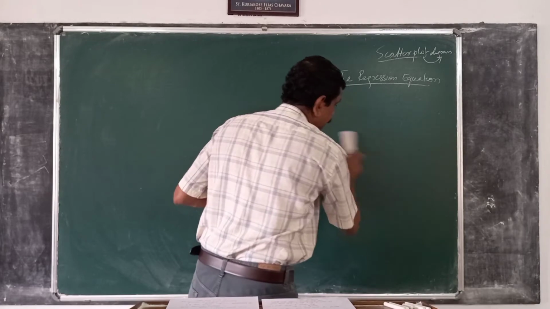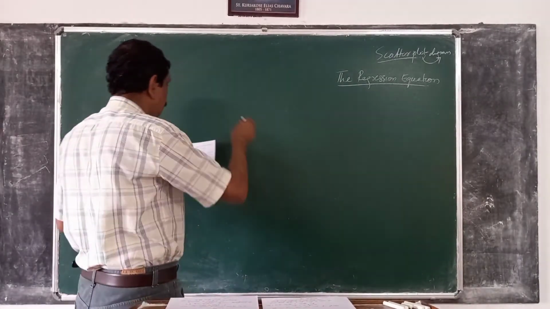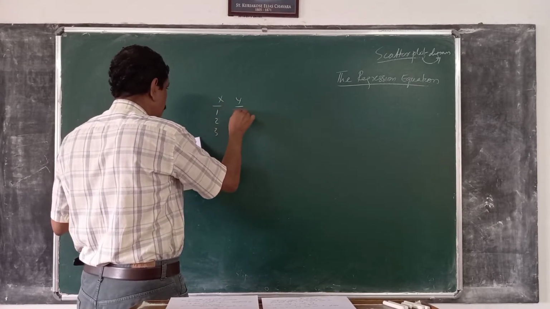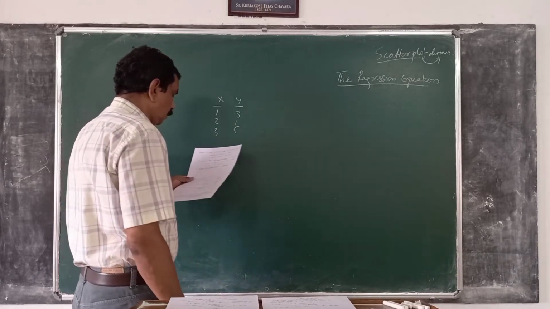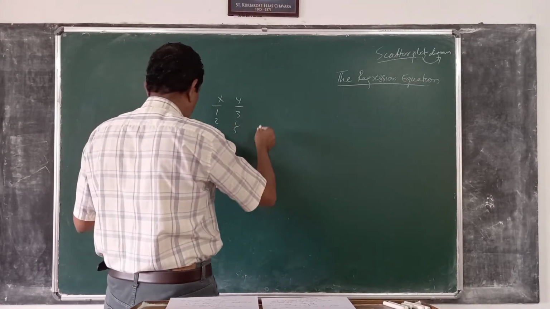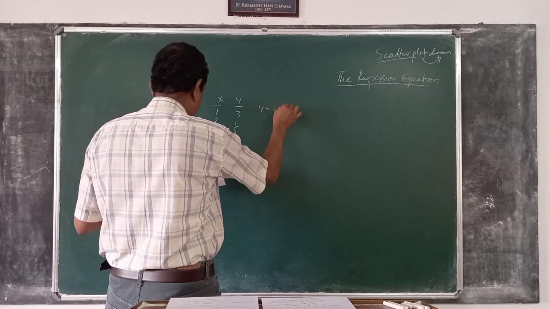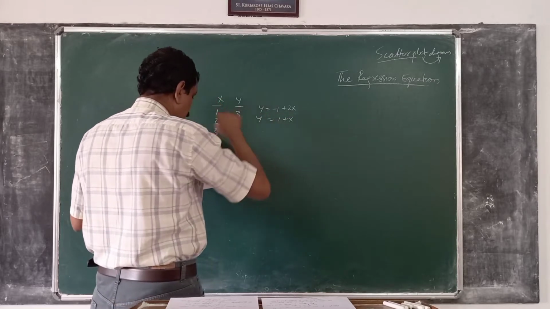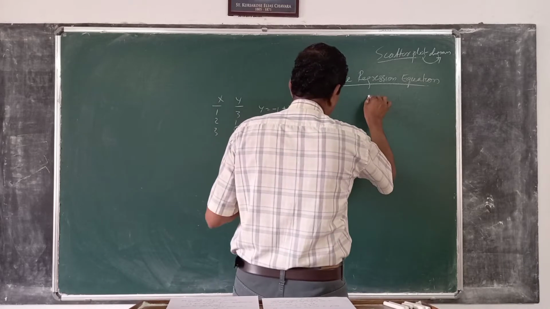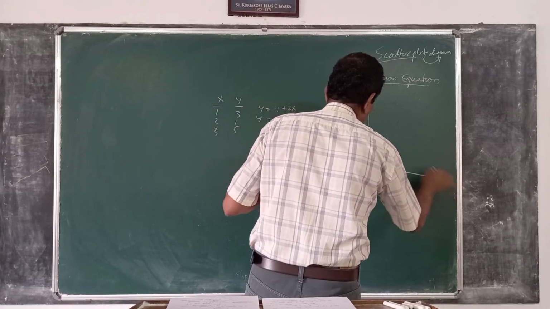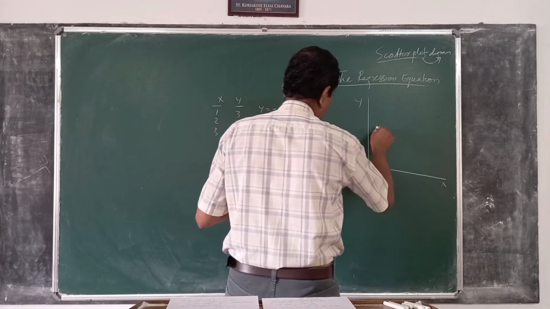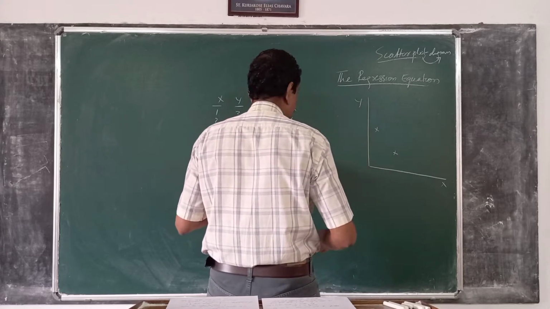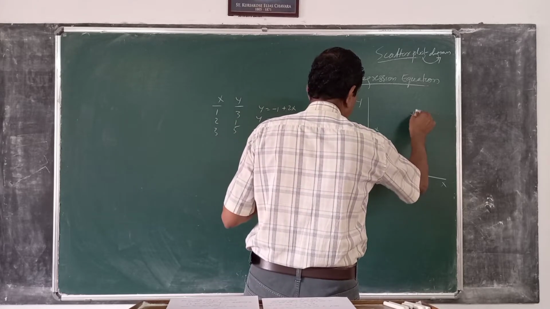Suppose that you have only 3 observations on x and y. X is 1, 2, 3, and y is 3, 1, 5. Now suppose that we fit 2 lines. One line is y is equal to minus 1 plus 2x. Another one is y is equal to 1 plus x. Now, if you plot these observations, x is 1, y is 3, x is 2, y is 1, x is 3, y is 5, like this.